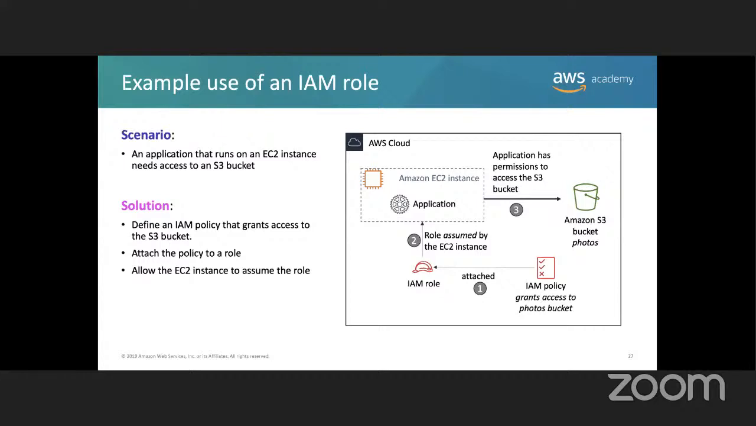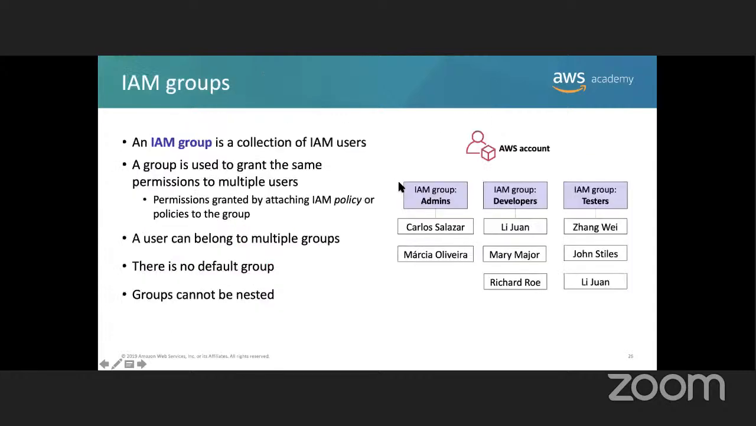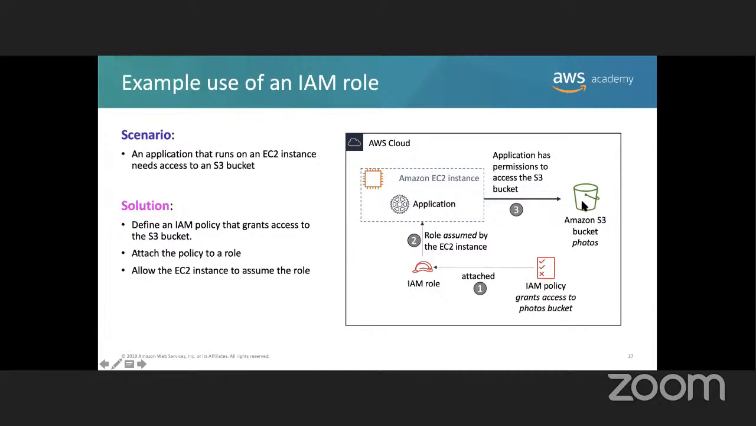Example use of an IAM role. Scenario: an application that runs on an EC2 instance needs access to an S3 bucket. That's what I said before, right? This EC2 instance right here needs a role to be able to access the S3 buckets. So the application has permission to access the S3 bucket. Why? Because there is a policy attached to a role, and the role is assigned to the EC2 instance, and the EC2 instance assumes the role, and then it can access that. Guys, if this doesn't exist, the application will never be able to access the S3 buckets. It can't.